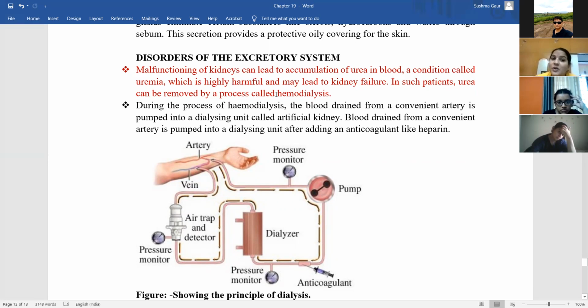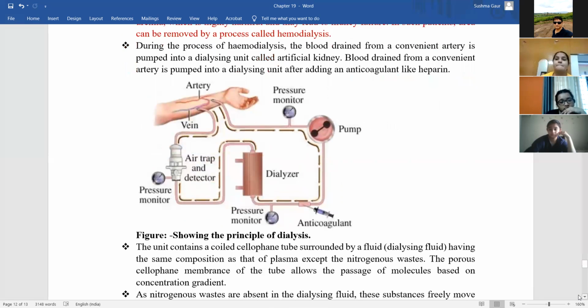In such patients, urea can be removed by a process known as hemodialysis. Okay, so what is hemodialysis? During the process of hemodialysis, the blood is drained from a convenient artery. So this is an artery. So blood coming from this artery is pumped. There is a pump, and some machine to measure the pressure of the blood. It is pumped and it is entered into this dialyzing unit that is known as artificial kidney.